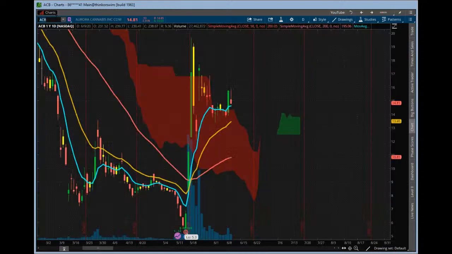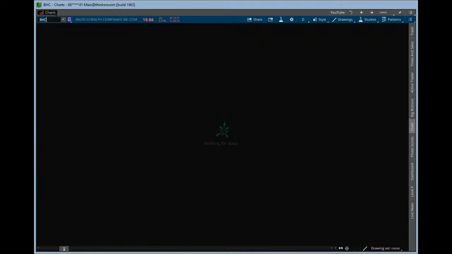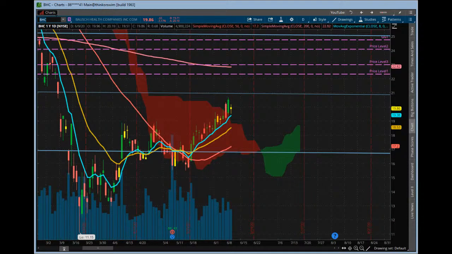ACB, good candle yesterday, right? But needed some follow-through. Couldn't get the follow-through today, but it's still holding the ADMA on that one. This sector had a great day. It was just kind of up and down though. And then Bausch with an inside day today too. But it is kind of slowly working its way up.